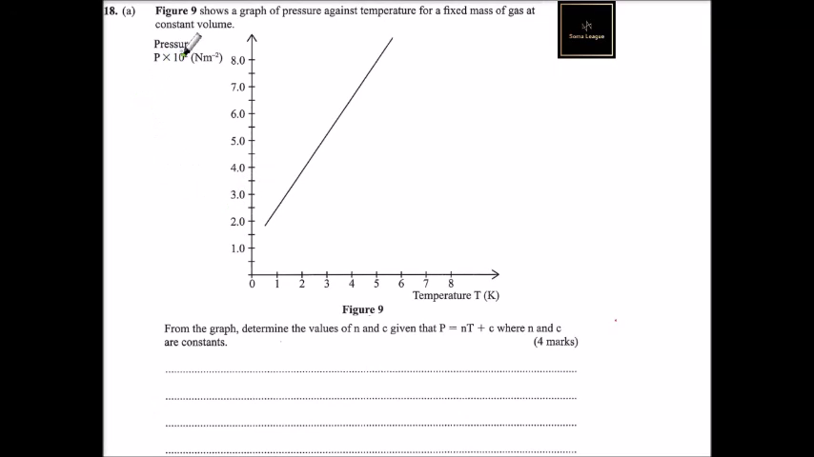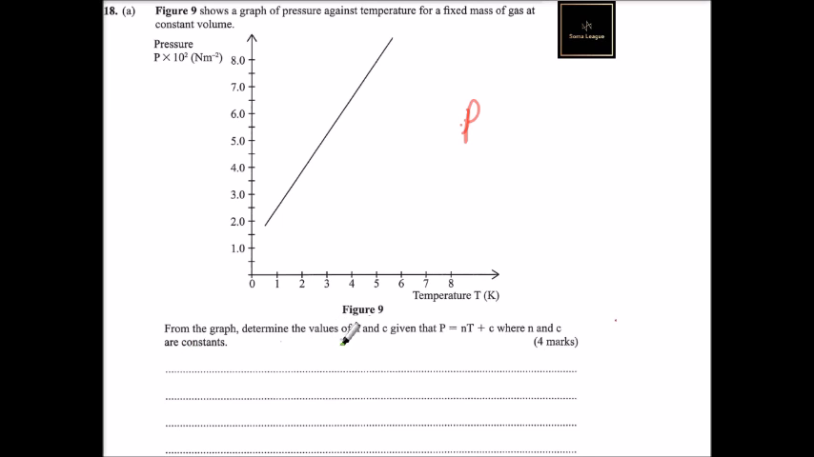Question number 18a. Figure 9 shows a graph of pressure against temperature for a fixed mass of gas at constant volume. So we have the pressure on the y-axis and the temperature on the x-axis. So we have the graph showing the relationship between pressure and temperature. In this case, pressure is directly proportional, or is partly constant and partly varies with the temperature. So I think we have been given that relationship.